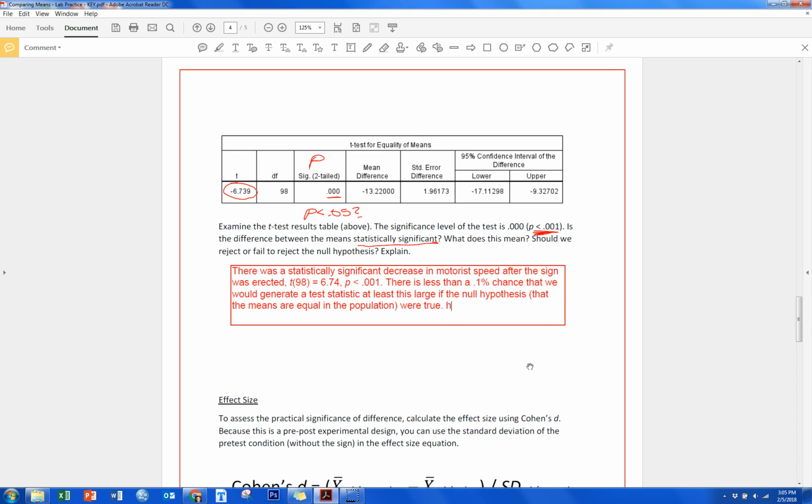Okay. Therefore, we will reject the null hypothesis in favor of the alternate hypothesis. Okay, so we're going to reject the null hypothesis. We're going to infer, right? We don't know for sure. We haven't proven. We're going to infer that the means are different based on the evidence in front of us.